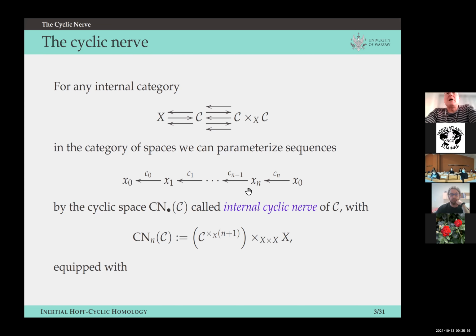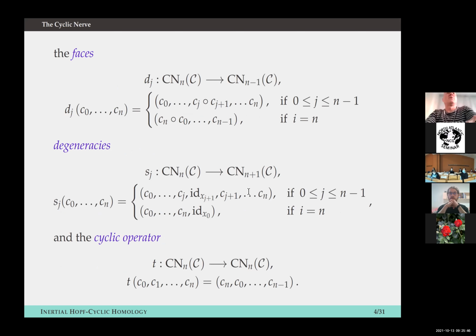Okay. And the cyclic space structure is defined by means of operators. For instance, the faces, which use composition in this internal category, degeneracies using substitution of identities, and the cyclic operator, which I cannot see because of this bar.